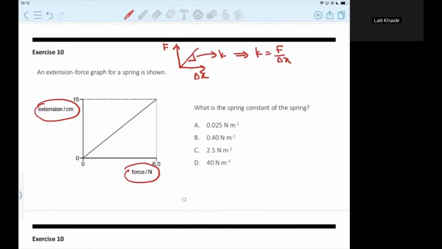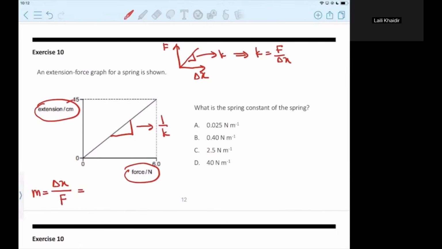But now it's the other way around, where the extension is on the y-axis and the force is on the x-axis. So the gradient here will give you what? It will give you 1 over k. We really have to be very careful with the values. So let's find the gradient first. The gradient of the graph is extension over the force.